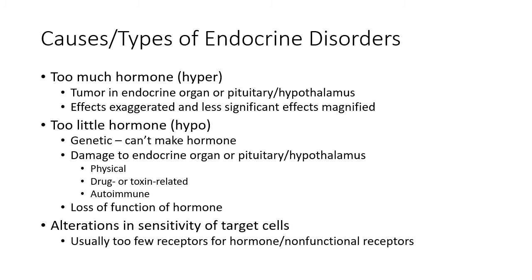Lastly, sometimes you might make a hormone, but it doesn't work. So effectively, you would have too little of that hormone. In general, if the sensitivity of the target cells is going to be altered as part of an endocrine disorder, it would mean that you don't have enough of those receptors, or that the receptors you have don't work. Usually it's not that you have too many. If you have too few or they don't work, that's going to kind of look like a hypo disorder where you have too little hormone.